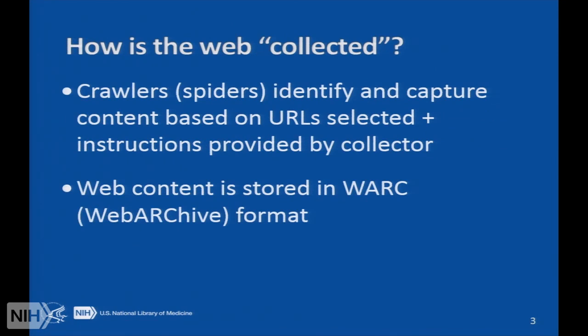To collect the web, organizations use crawlers, these are robots, spiders, in our case through the Internet Archive, to identify and capture content that belongs in a collection based on URLs that have been selected as starting points, also called seeds, and any rules provided by the collector initiating the crawl. You'll likely hear me use the word crawl throughout this talk as I describe content that we've harvested at a particular time. Web content is stored in a WARC format, which is the preservation standard for this content.